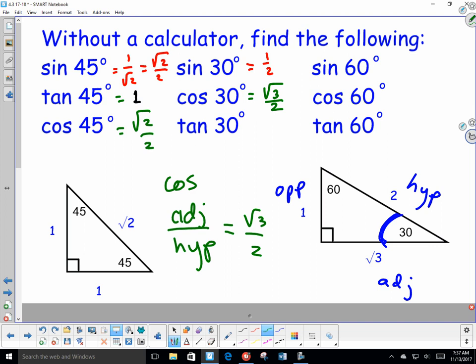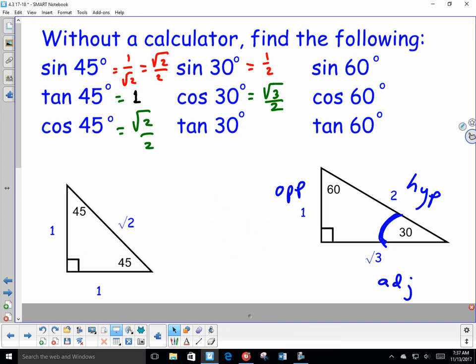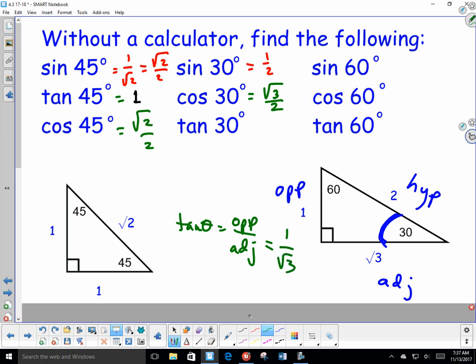How about the tangent? The tangent of 30 degrees is going to be opposite over adjacent. And so in this case, the opposite side is going to be 1, the adjacent side is square root of 3. But let's not leave it as 1 over square root of 3. Let's multiply by square root of 3 over square root of 3. So we end up getting square root of 3 over 3 as our tangent.